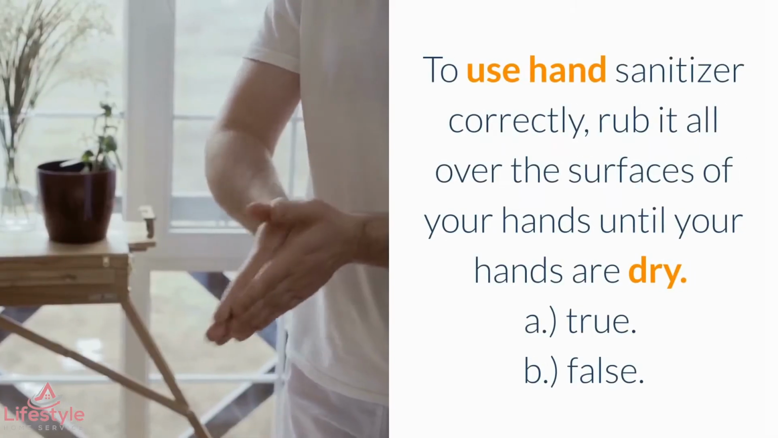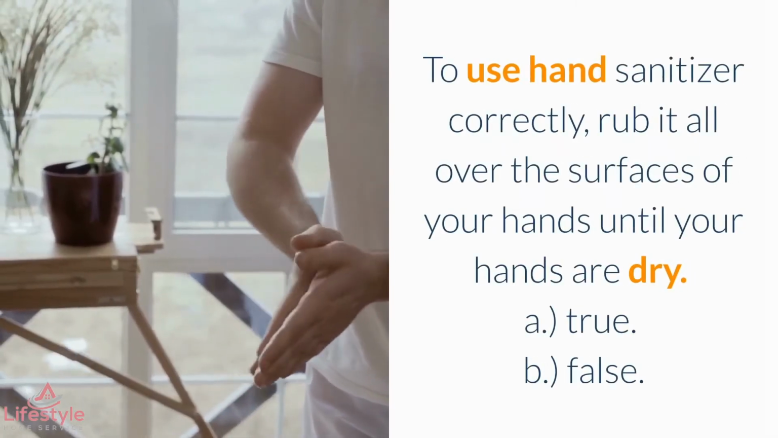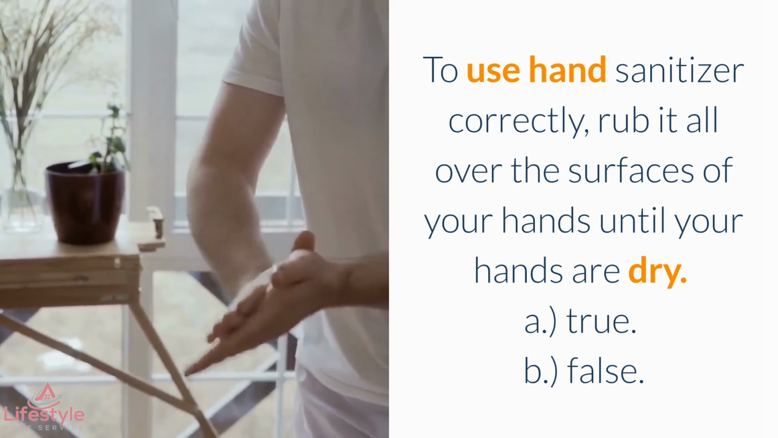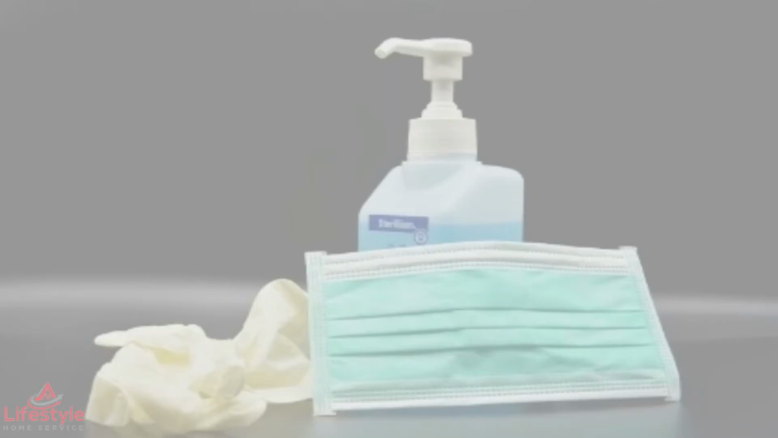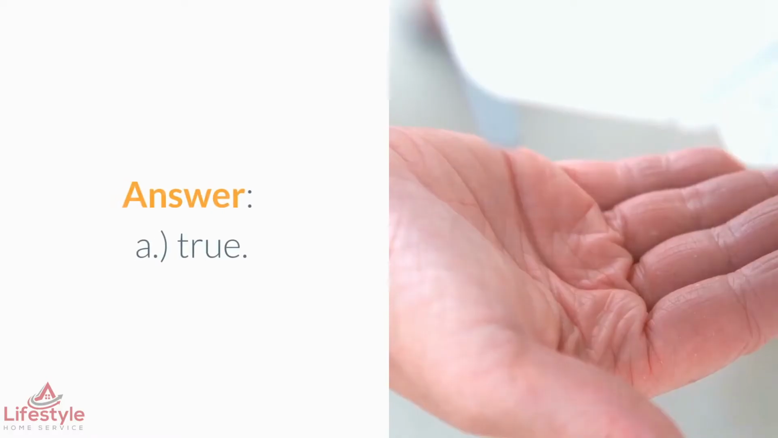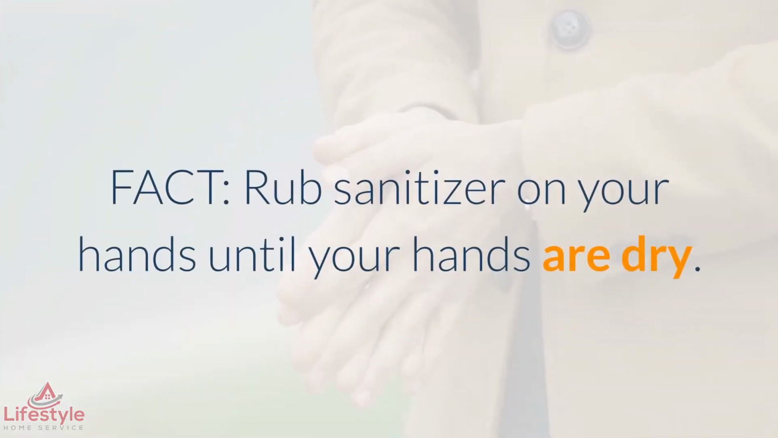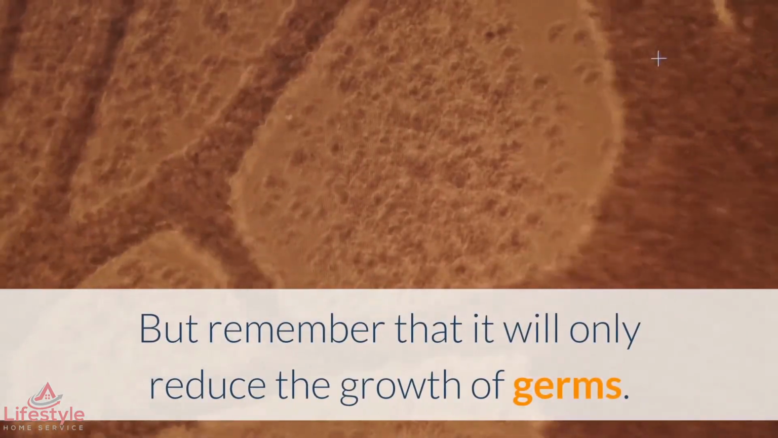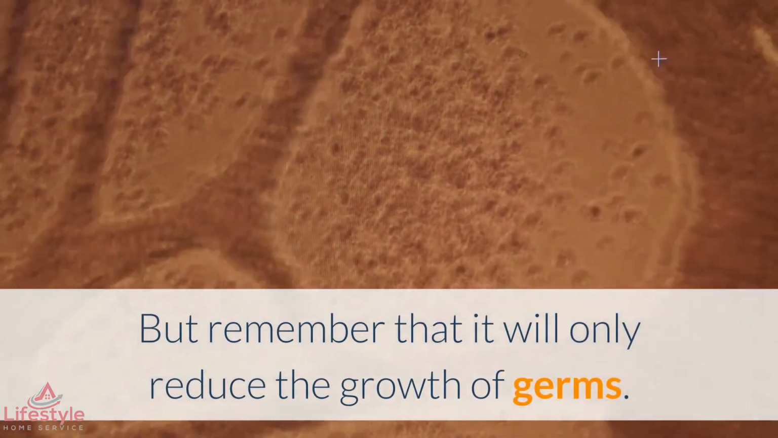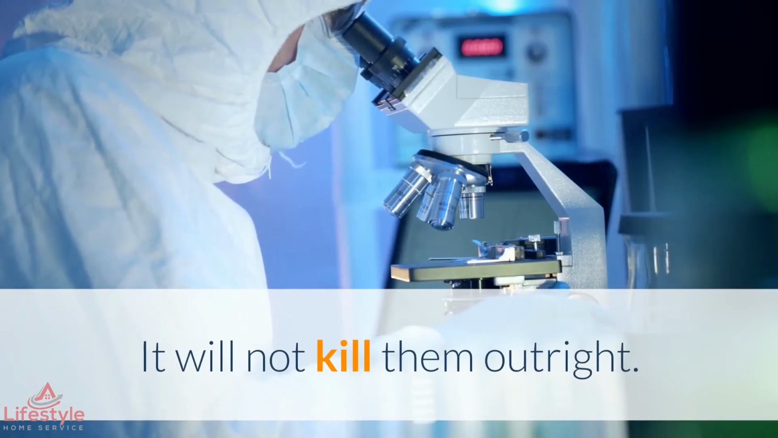less alcohol concentration. To use hand sanitizer correctly, rub it all over the surfaces of your hands until your hands are dry. A, true. B, false. Answer, A, true. Fact, rub sanitizer on your hands until your hands are dry. But remember that it will only reduce the growth of germs. It will not kill them outright.